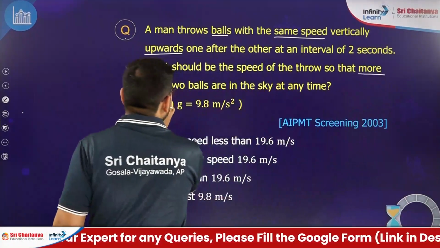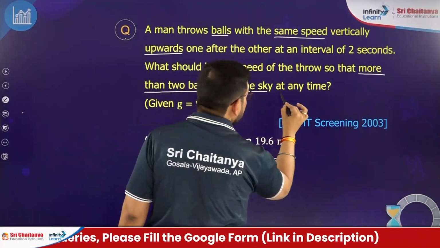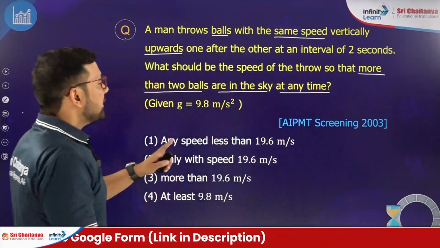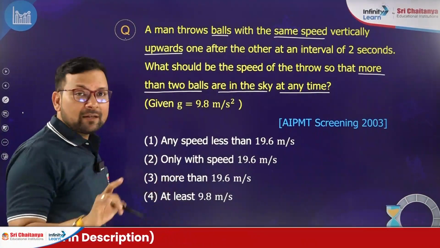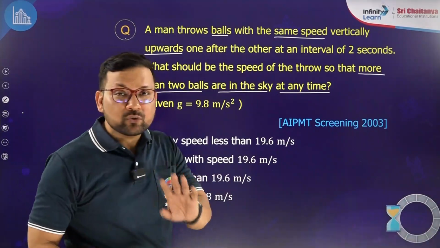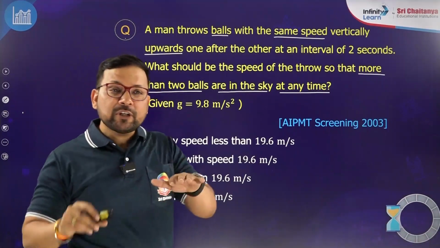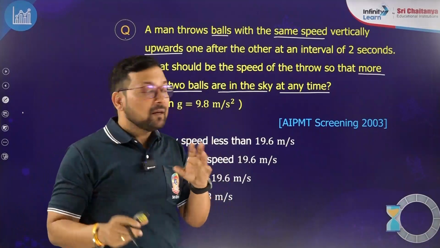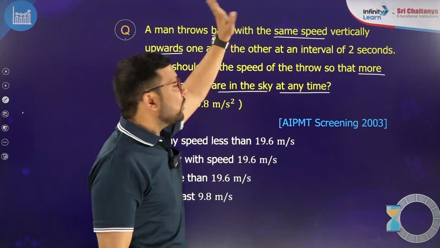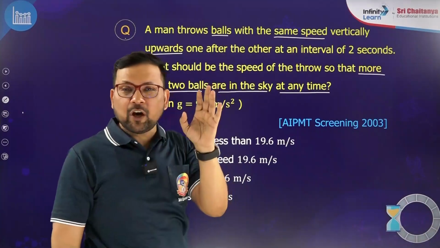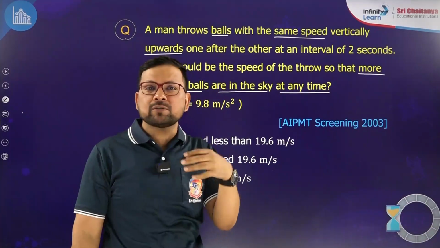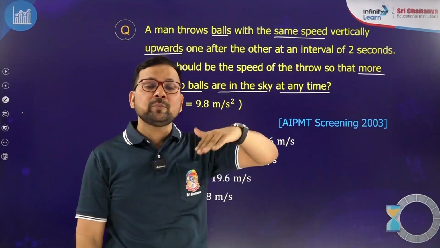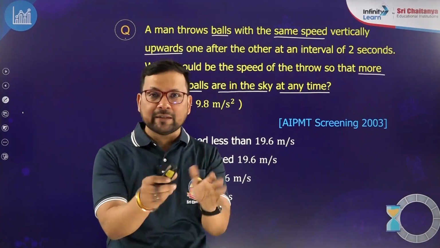More than 2 balls are in the sky at any time. More than 2 balls. Try to understand in this question, you are not throwing 2 balls. You have to keep 2 balls in the air. See the first line, man throws balls. The number of balls is not given, how many balls the man can throw, 3 balls, 5 balls. 2 balls have to be in the air. The number of balls could be anything.